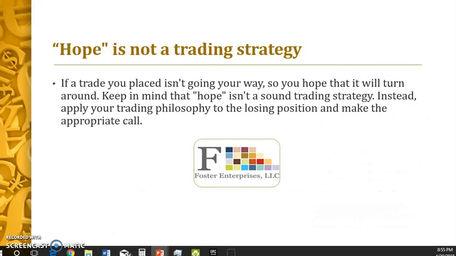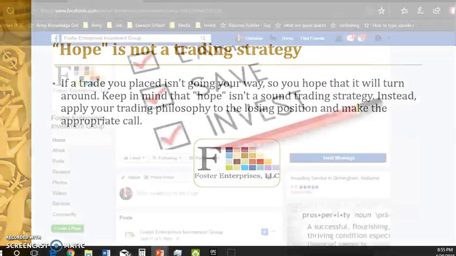And take out hope. Hope is not a trading strategy, okay? I want to say that earlier. I hope that this goes up. I hope this happens. I hope that happens. You can't build your strategy on hope. It's just not going to work. You have to have concrete, evidence-based practice.